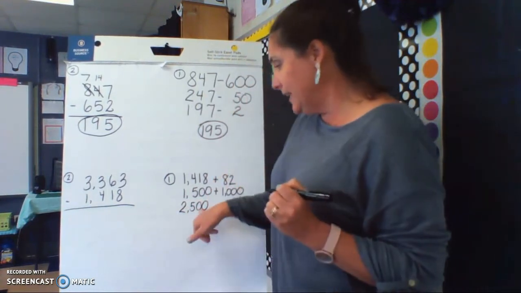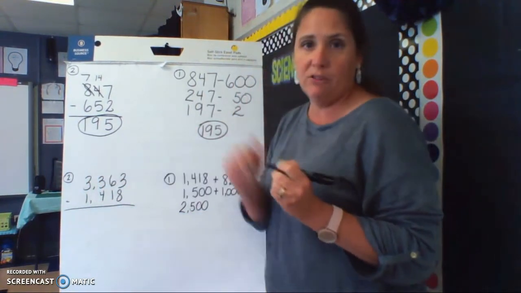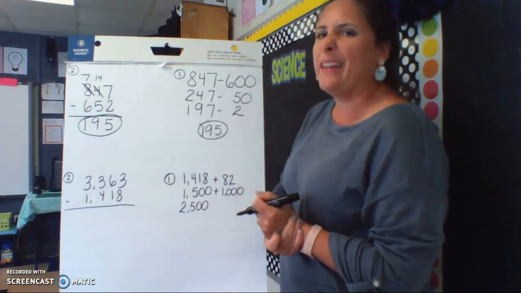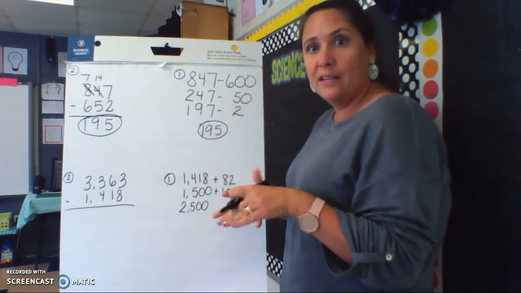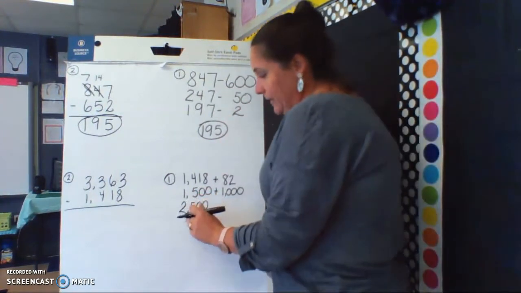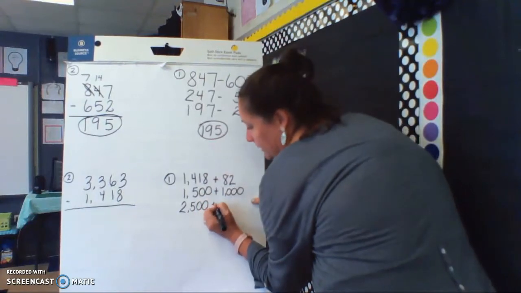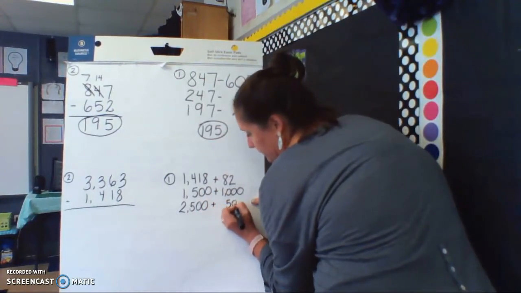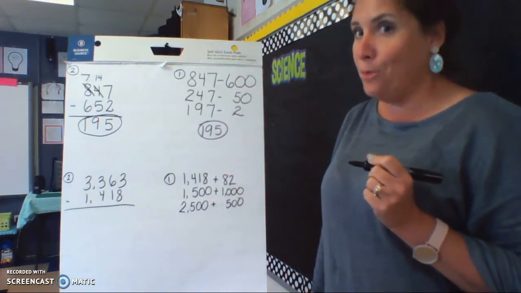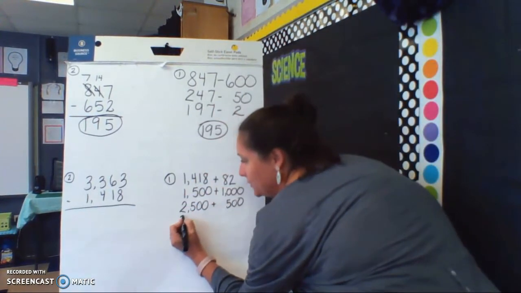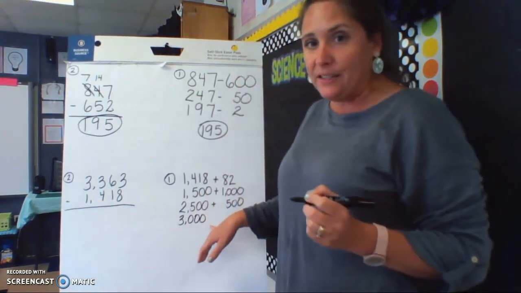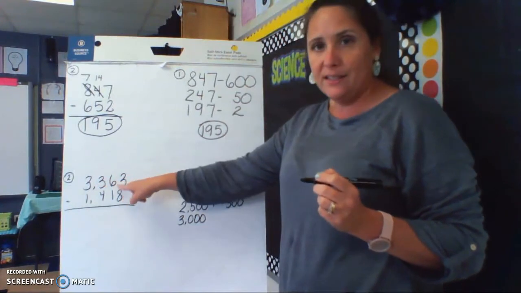Okay, but I've got to get to 3,363. So I'm going to try to make it to the next friendly number, another 1,000. Okay, not add another 1,000. I just want to get to the next 1,000, 3,000. So I need to say 2,500 plus 500. And that gives me what? 3,000. I'm getting close. All right, now I'm at 3,000, but I still need to get to 3,363.